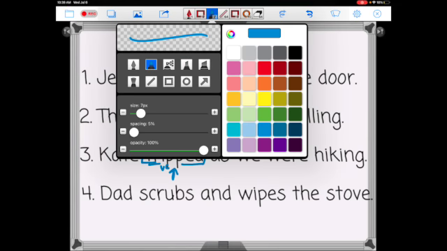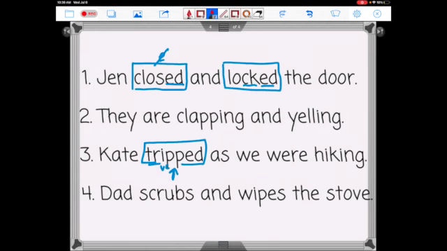Let's pick a new color and let's look for words with ING. Sentence two has two of them. They are clapping and yelling. I know you found the word clapping and the word yelling. Now, clapping had a double trouble P right here because of the vowel consonant. Yelling, you might think that it had a double trouble, but the base word yell actually has two L's. So we have a vowel consonant consonant, which would mean we don't double because there's two consonants there.